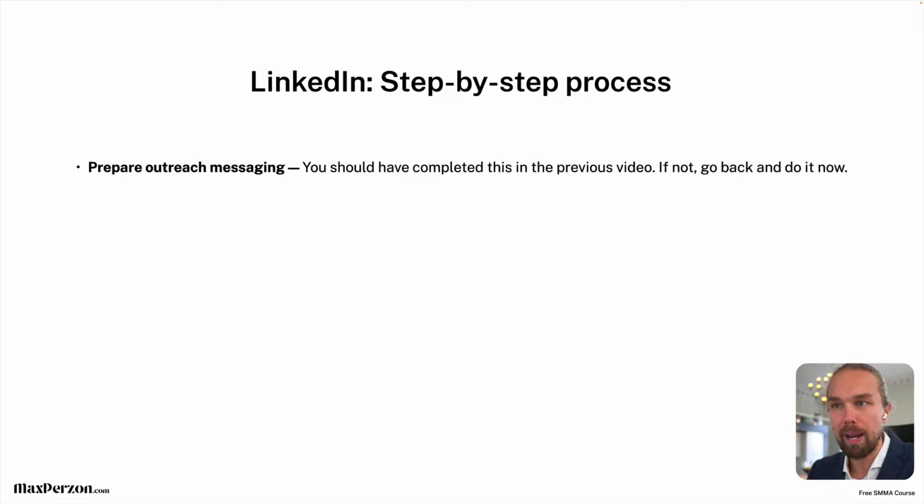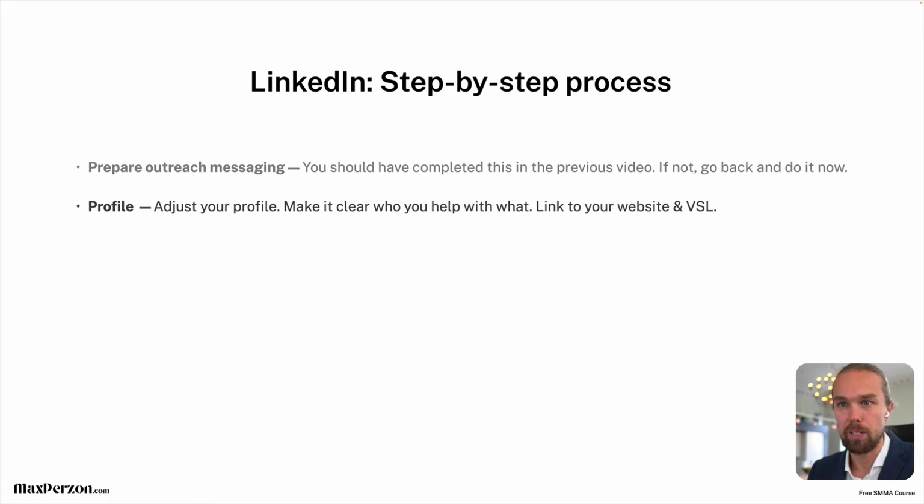So first of all, prepare outreach messaging. You should have completed this in the previous video. If not, go back and do it now. Very important. In the copywriting and tracking video, you should have your tracking sheet by now. You should also have your messaging in place. You should have your template prepared with the personalized compliment, your pitch and the social proof, and also then call to action, right? All of that should be done.